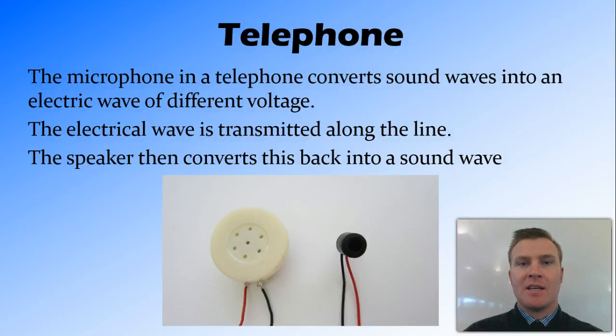A telephone is one of the simplest technologies that we use to communicate through. What it does is it takes the sound wave that comes out of our mouths, goes into the speaker. The vibrating plate in the speaker then turns that sound wave into an electrical wave of differing voltage. That electrical wave travels down the phone line through the exchange to the telephone at the other end. The telephone at the other end then, in the speaker, takes this electrical wave, puts it back into a sound wave, and we hear that sound wave. So really it's just a system of a speaker and a microphone.